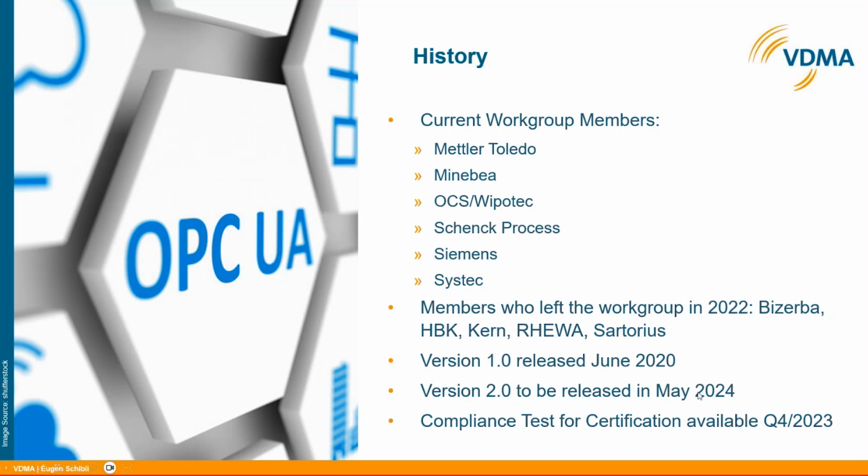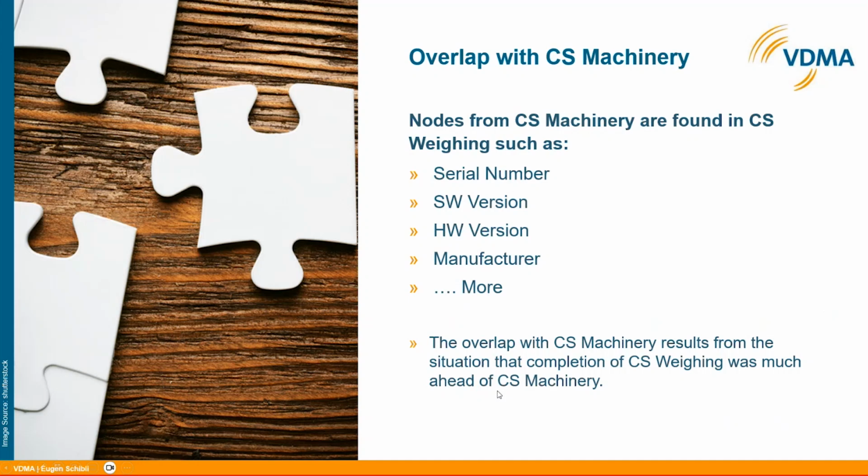But actually, since version 1.0, not much changed, and we only have one little breaking change that probably doesn't matter for anybody. We also have a compliance test tool available, so you can have your server tested if it complies with the companion specification for weighing, so that you are certain that it fulfills all the functionalities.